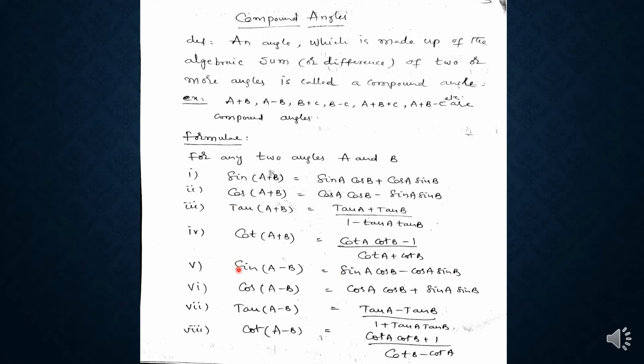By using this formula, you can write sin of A minus B. If we put B equal to minus B, this becomes sin A into cos of minus B, which is cos B, so sin A cos B plus cos A into sin of minus B, which is minus sin B. So this becomes sin A cos B minus cos A sin B. And cos of A minus B is cos A cos B plus sin A sin B. And tan of A minus B is tan A minus tan B by 1 plus tan A tan B. And cot of A minus B is equal to cot A into cot B plus 1 by cot B minus cot A. So these are formulae in compound angles.